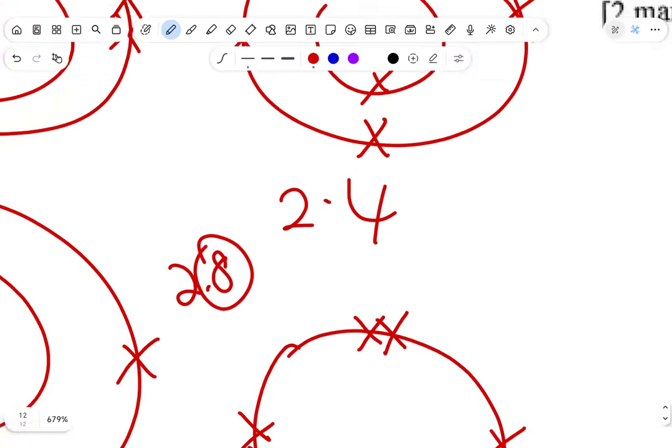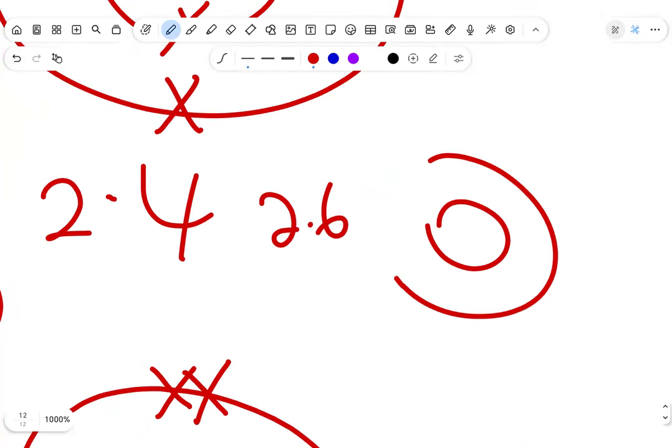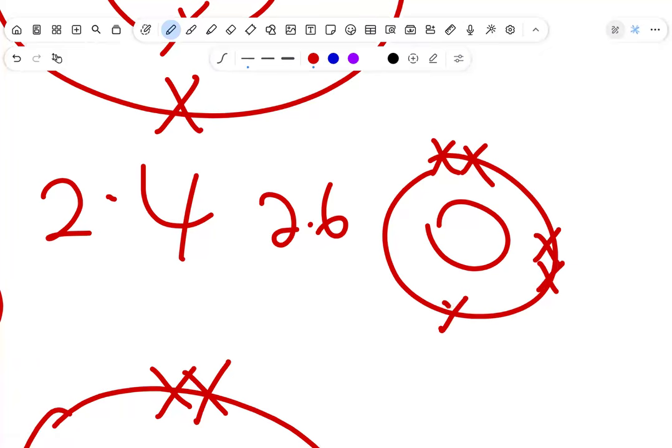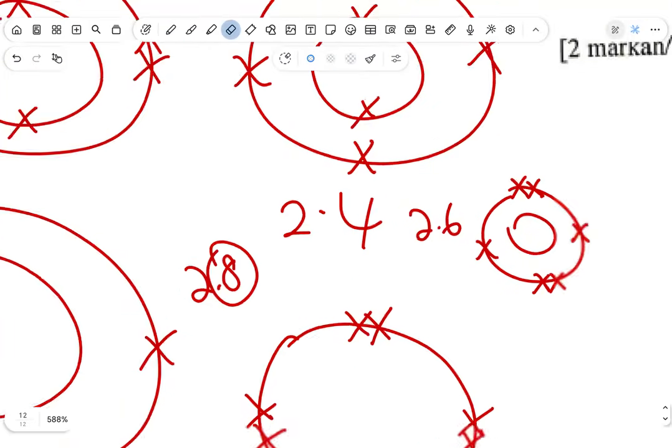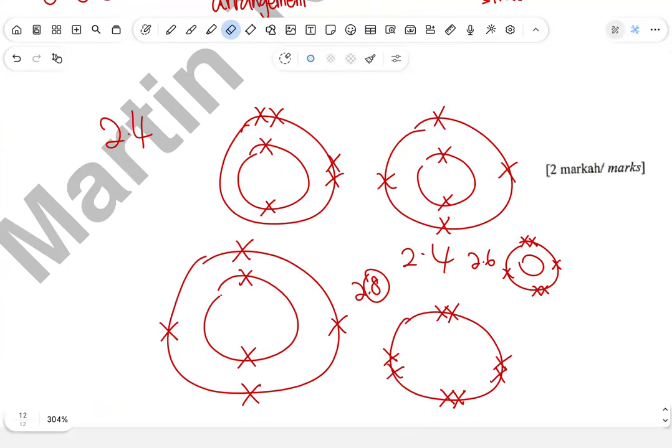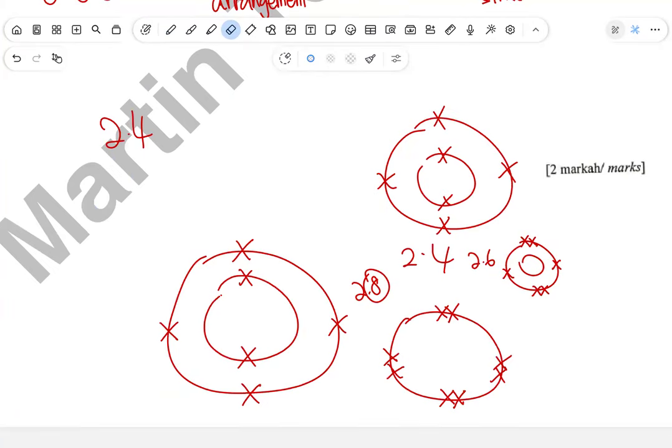So today, if you draw the electrons for 2.6, don't draw 1, 2, 3, 4, 5, 6. Don't do that. I know some of you will do that. So 6 electrons, how to draw? Okay, 1, 2, 3, 4, 5, and 6. So watch out. A lot of people, until SPM, the day itself, still don't know this. So you have to be careful. Anyway, let's come back to what we want to do today.